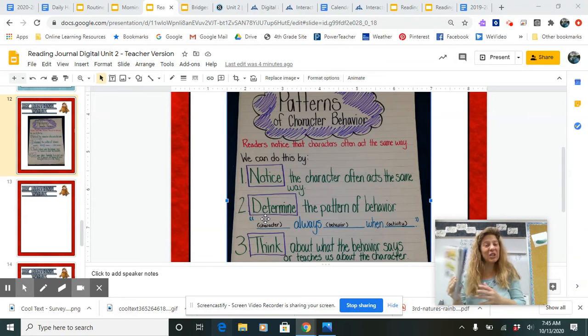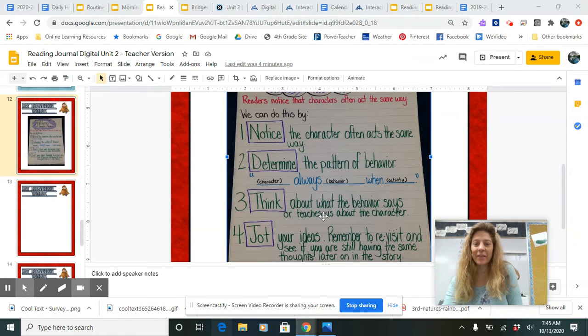So I'm kind of noticing a pattern of behavior. I'm noticing that Brash gets frustrated when Mango doesn't take things seriously. So I've determined the pattern of behavior. I think that teaches us that Brash really wants to solve a mystery and Mango gets sidetracked a little bit on it. So I want to use my phrase, Brash always gets frustrated when Mango doesn't take things seriously on the case. So I'm going to jot my ideas over here.